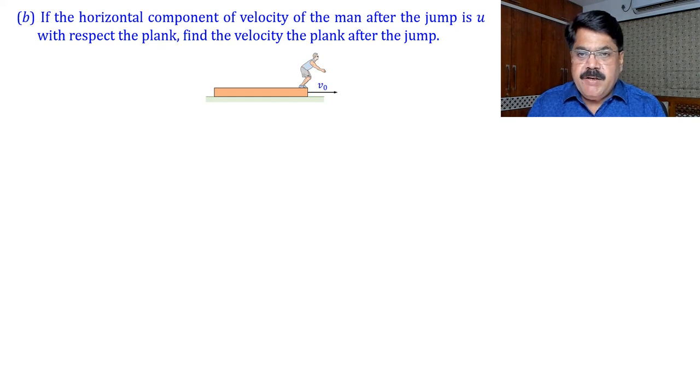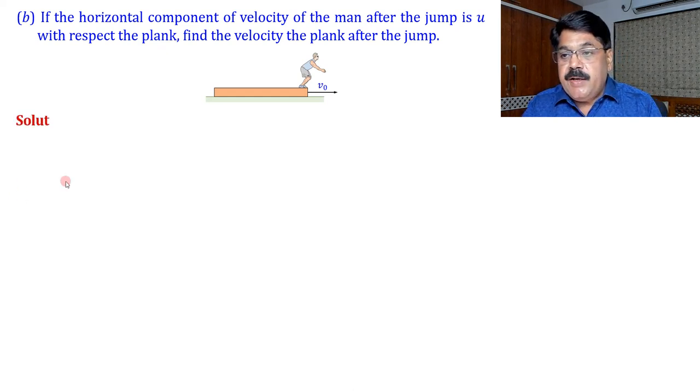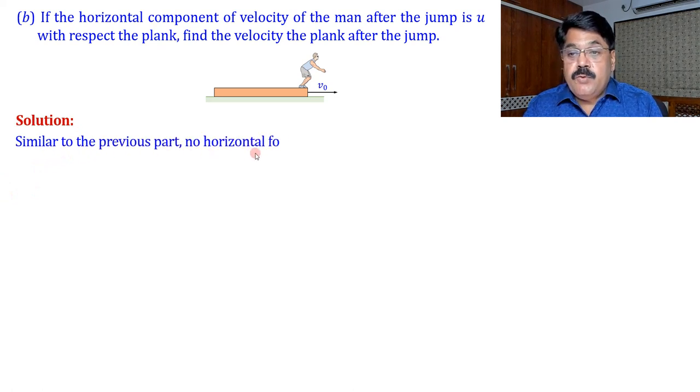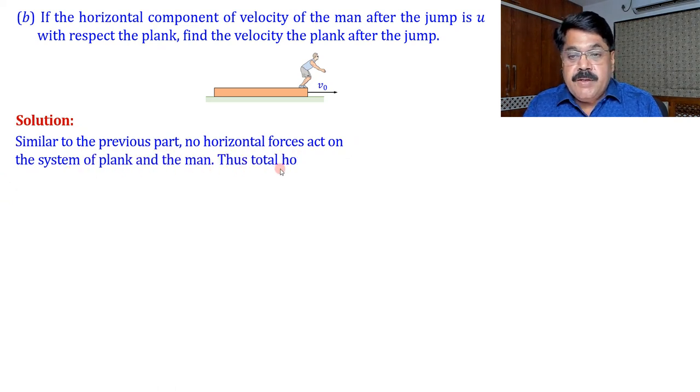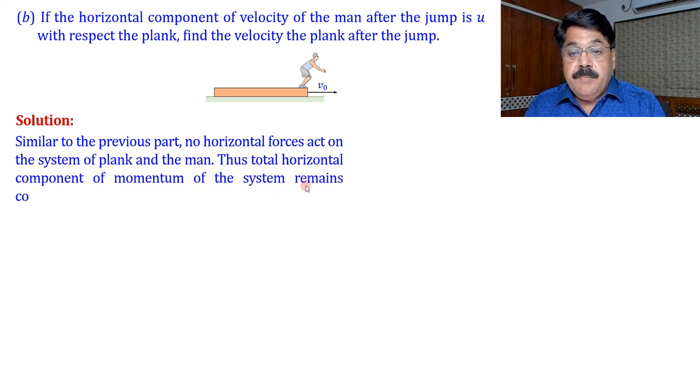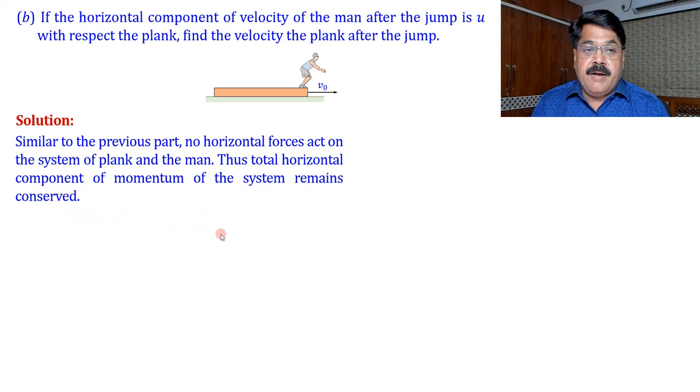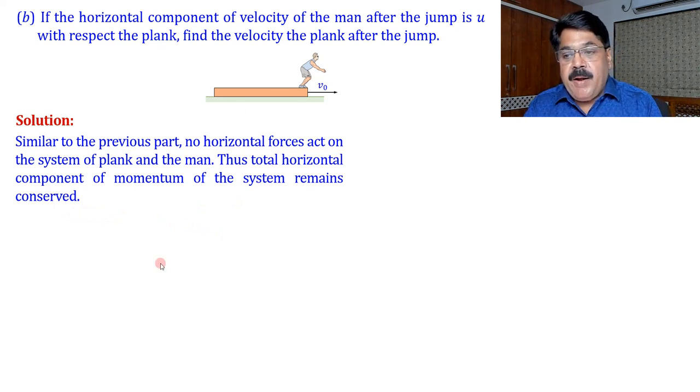Here in this part, what is given? Horizontal component of velocity of the man after the jump is u with respect to the plank. So let us see here. Similar to the previous part, no horizontal forces act on the system of plank and the man. Thus, total horizontal component of the momentum of the system remains conserved. It means, again, as we have seen in the previous part, there is no horizontal force on the system, so the total horizontal momentum of the system will remain conserved. What is the system? Man and plank.